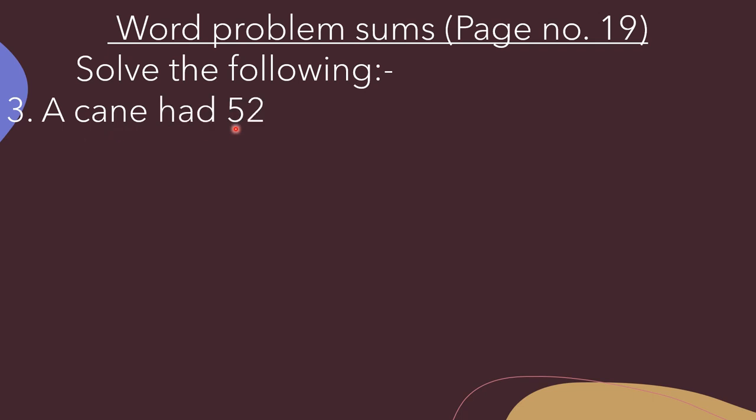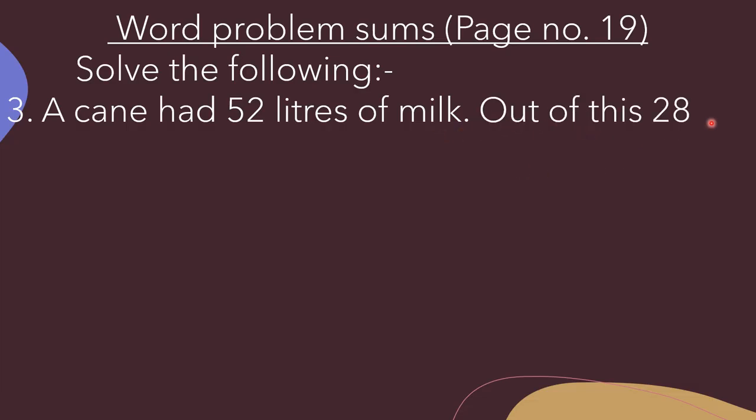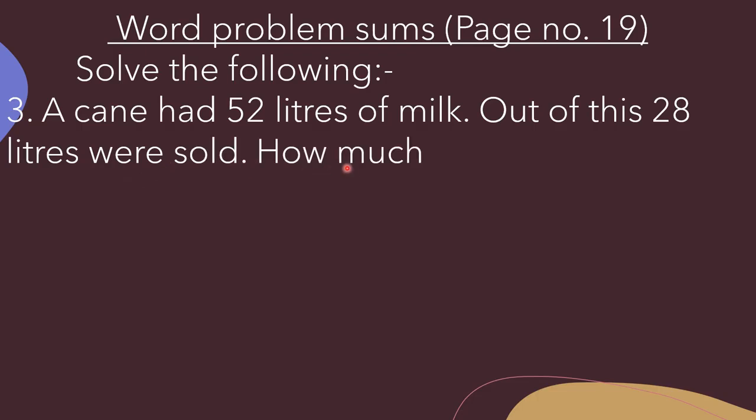A can had 52 liters of milk, ठीक है. Out of this 28 liters were sold. Okay, how much was left? Now बेटा एक कैन के अंदर 52 लीटर्स मिल्क था, उसमें से 28 लीटर्स जो मिल्क था वो सेल हो गया. Now we have to find out that how much liters milk was left in that can.